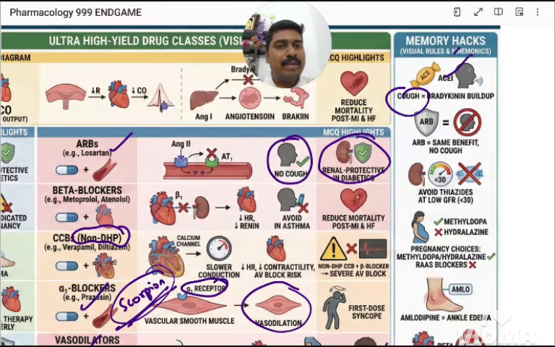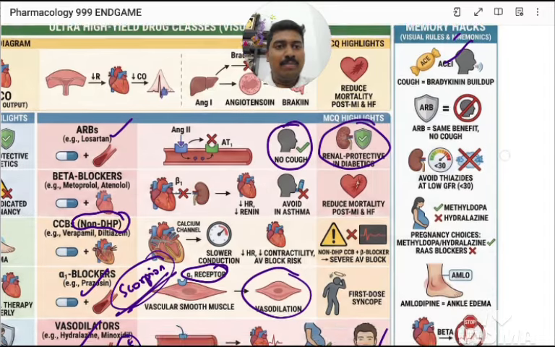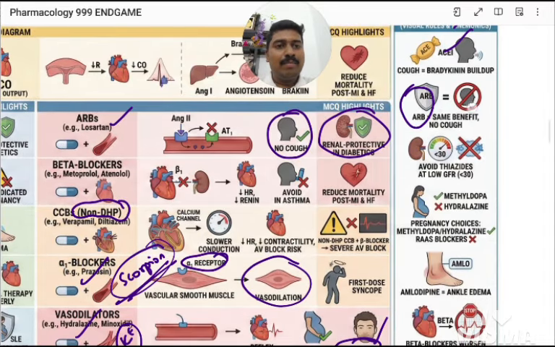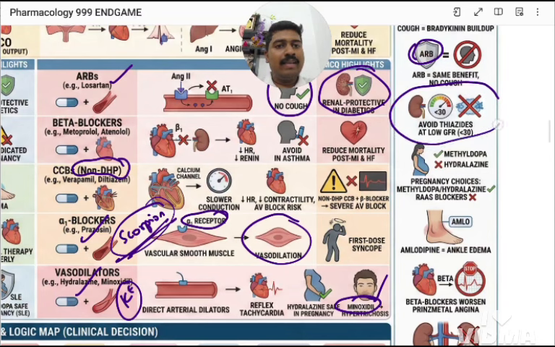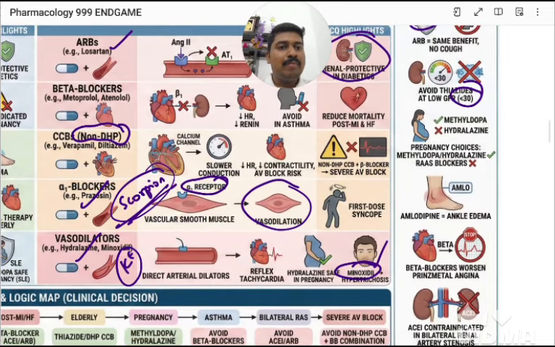Cough is for ACE inhibitors, that is because of bradykinin buildup. Next, second, ARB has the same benefit but without cough, so we are preferring ARBs nowadays. Third is avoid thiazides at low GFR because they can precipitate AKI. In AKI and CKD, we don't use thiazides at low GFR. Methyl dopa is used in pregnancy, and hydralazine is also used. But we don't use other renin angiotensin blockers. We use hydralazine.